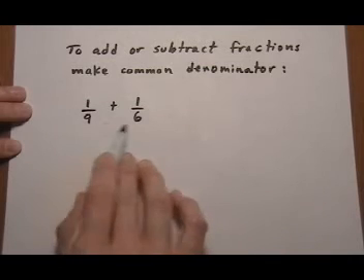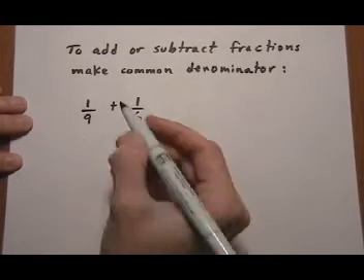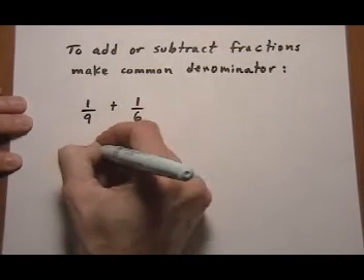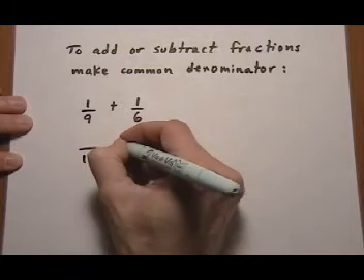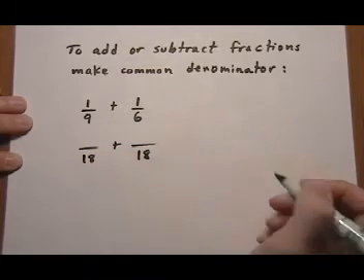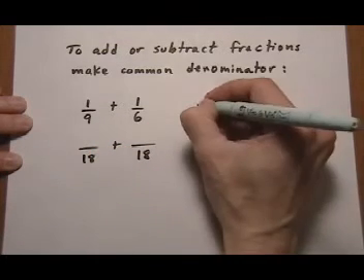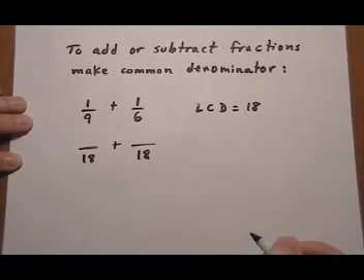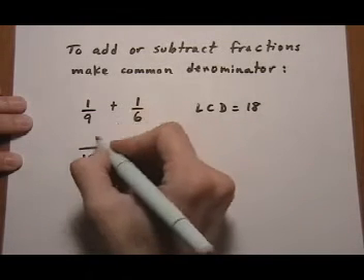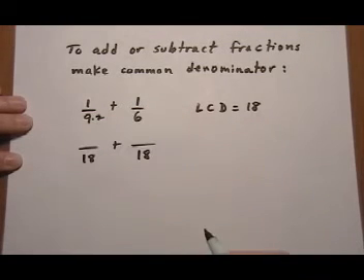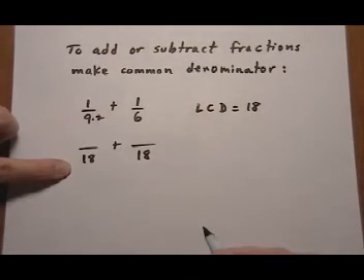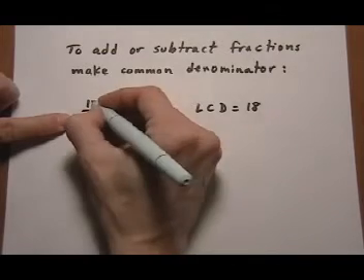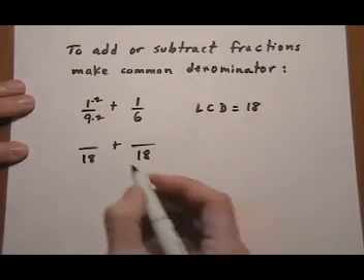So for 6 and 9, a common denominator would be 18. So we would want to rewrite the fractions with 18 as the denominator. So I'll put over here the LCD, or the least common denominator, is 18. And we would multiply each fraction by what we need to make it turn into an 18 in the denominator. And then the top gets the exact same factor.